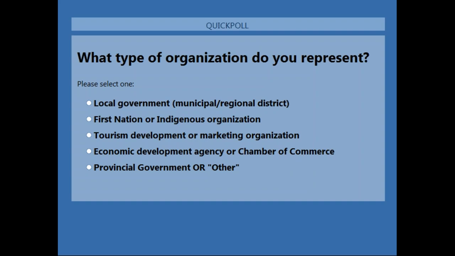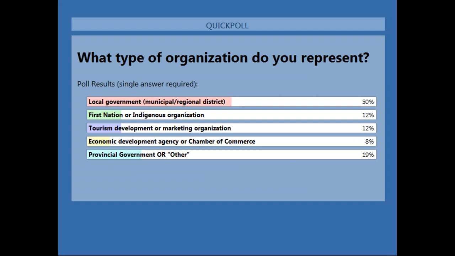Here we go, we are in. 90% voted. We have fabulous voter turnout. Good for us. That's excellent. So I'll close the poll now and I will share the results with you. 50% of you are from local governments, 12% from First Nations or Indigenous organizations, 12% from tourism development or marketing organizations, 8% from economic development agencies or chamber of commerce, and 19% of you chose provincial government or other. We only have 5 options in each poll, so I had to group those together.